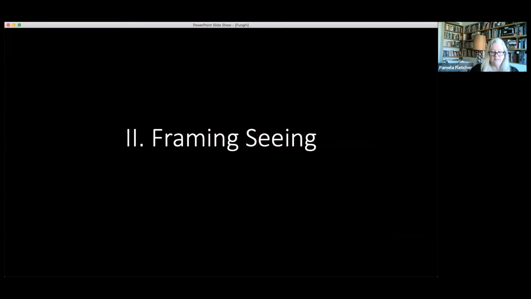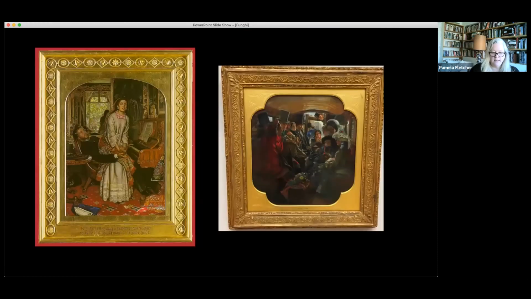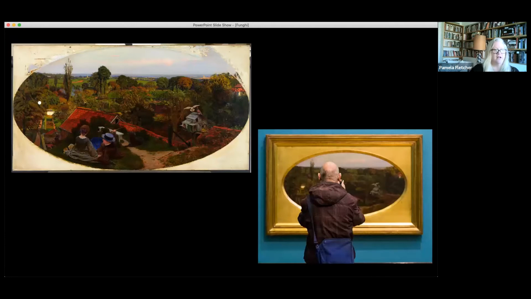2, framing seeing. One of the most unusual things about this watercolor and others of Hunt's is the decision to shape the picture as an oval. He's not alone in this practice of using a shaped canvas. There was somewhat of a fashion for shaping pictures in this way in the 1850s. Pre-Raphaelite examples like The Awakening Conscience, which you see on the left, are the most well known. But the practice was more widely spread in the decade, as you can see in this oddly shaped painting by William Maw Egley, Omnibus Life in London, or in closer comparison to the Hunt, Ford Madox Brown's An English Afternoon.